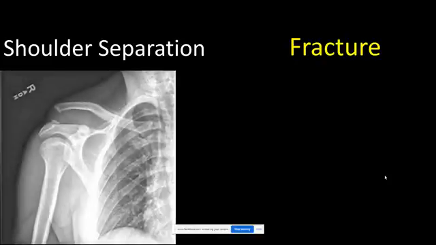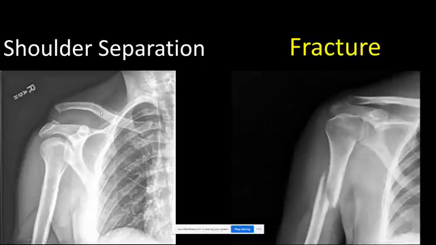Okay, here's an example of a shoulder separation. This is an AC separation. So your AC joint is your acromioclavicular joint. That's where the end of the clavicle or the collarbone attaches to the top of the shoulder blade there. And you can see that that has been separated in this case. Here's a picture of a fracture.